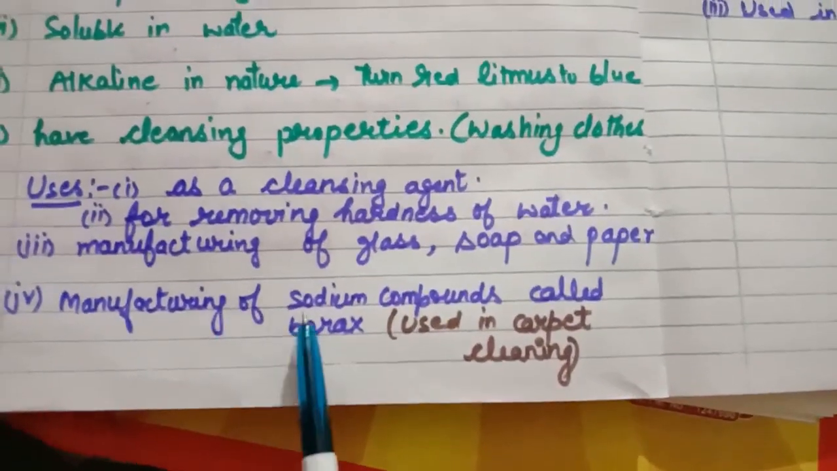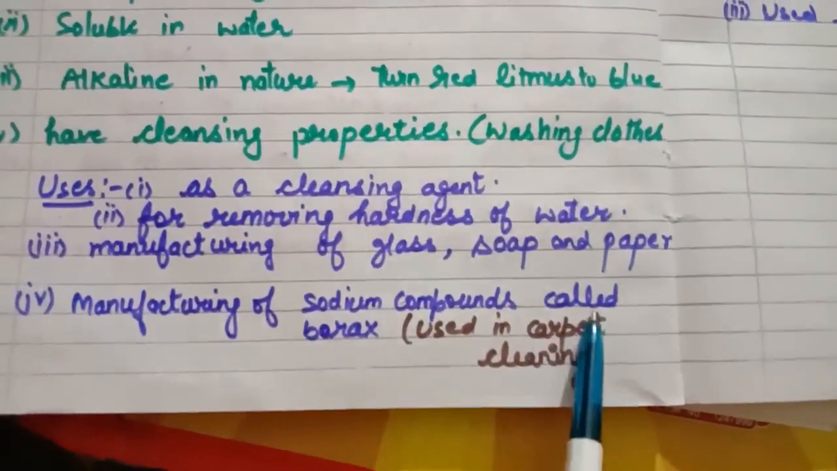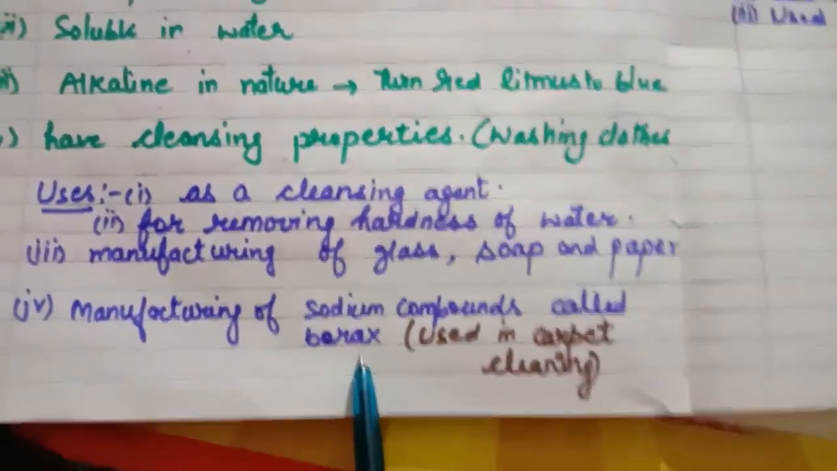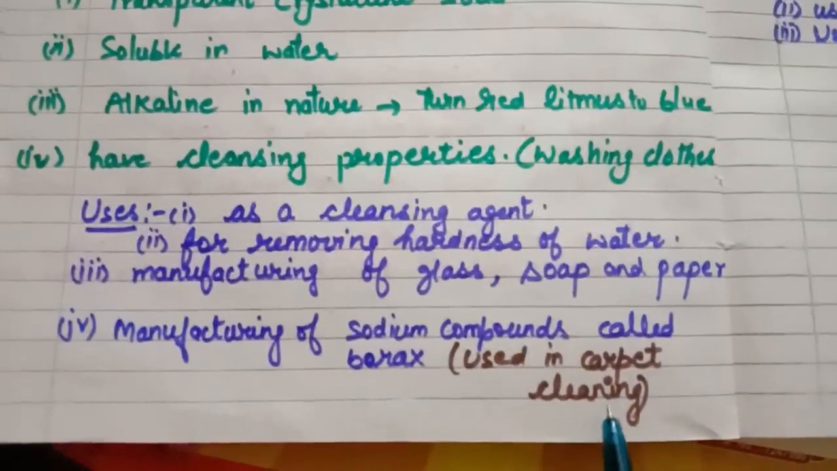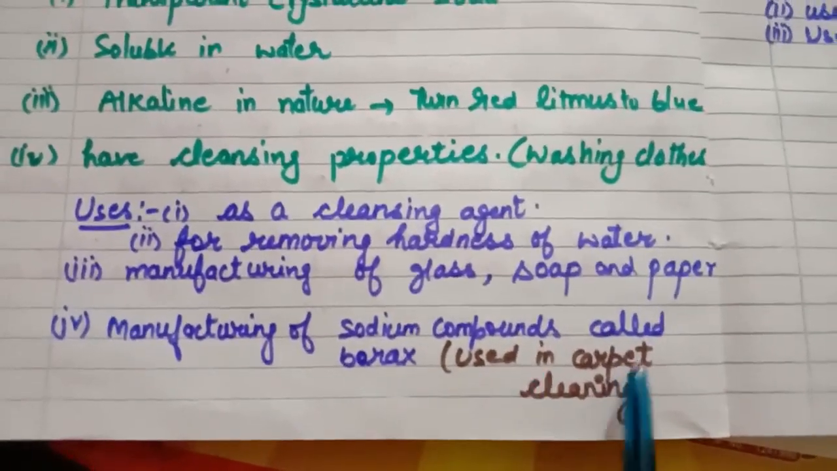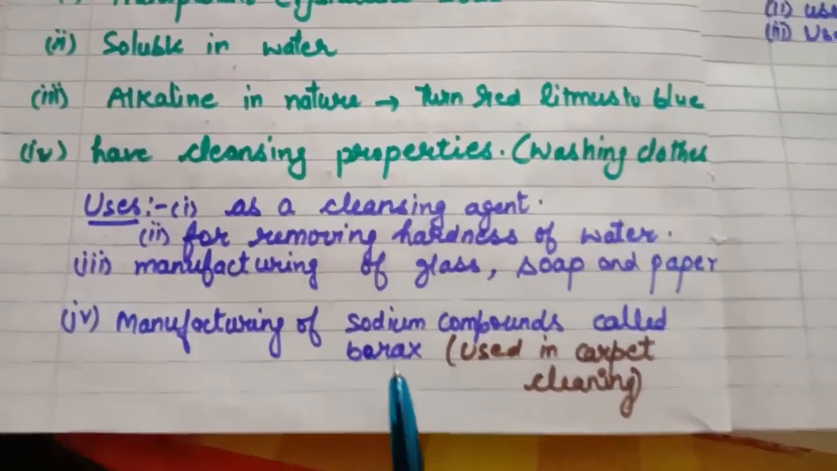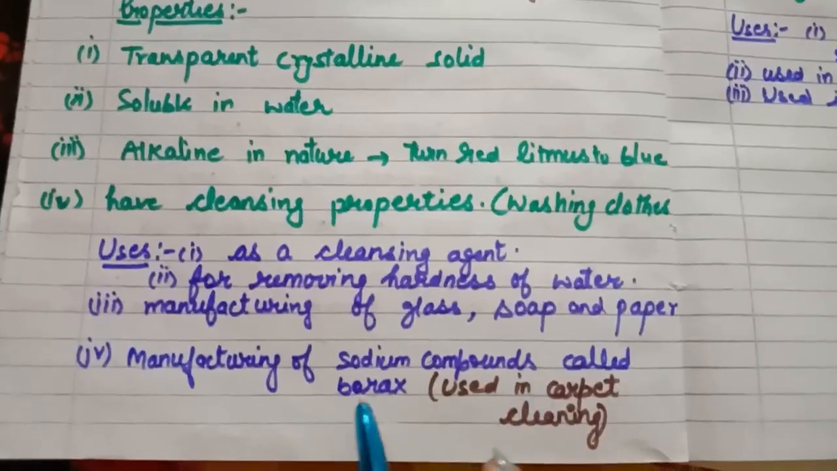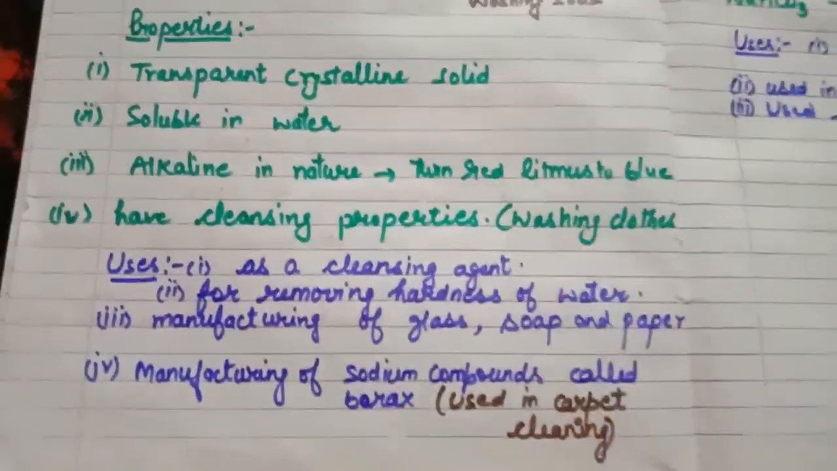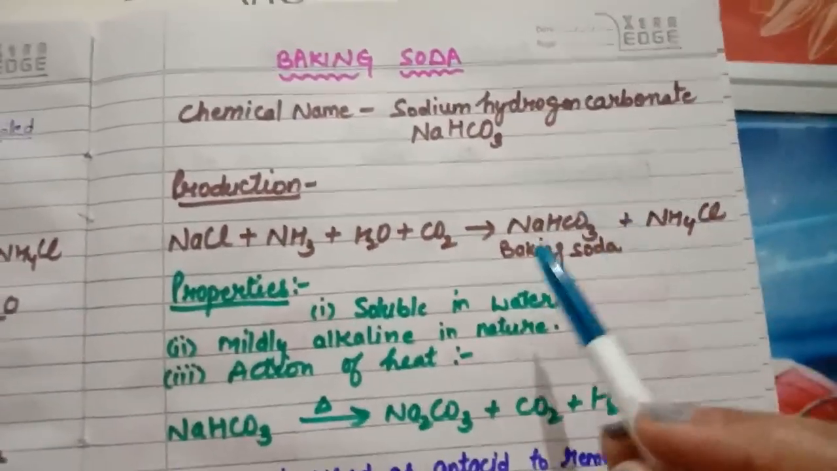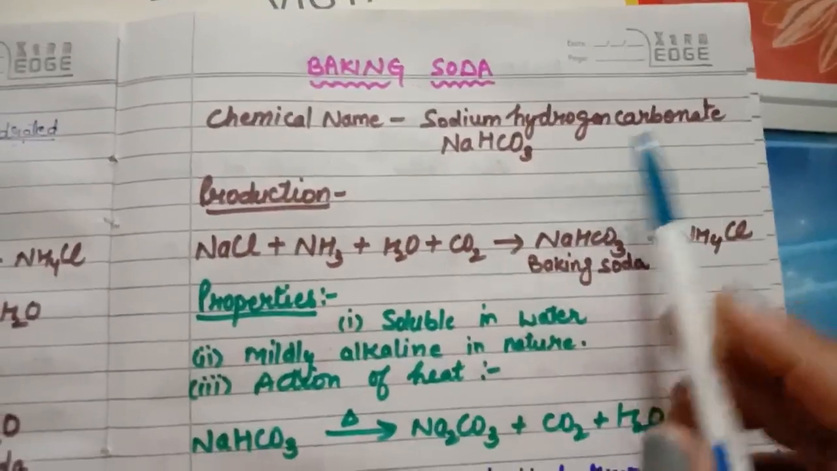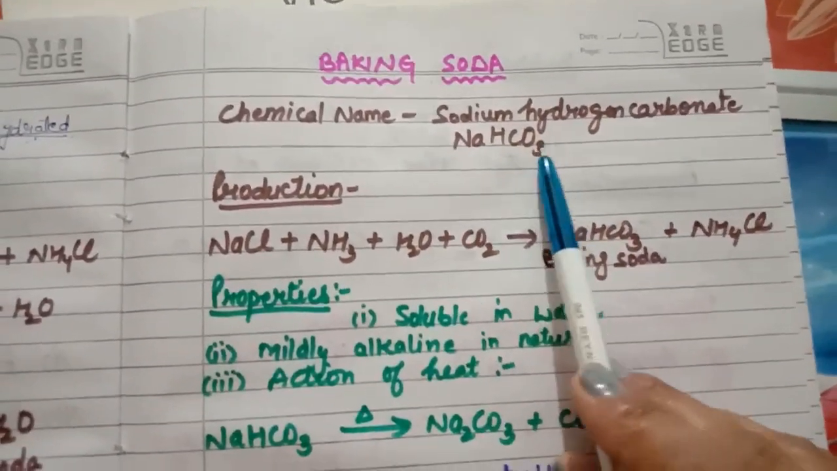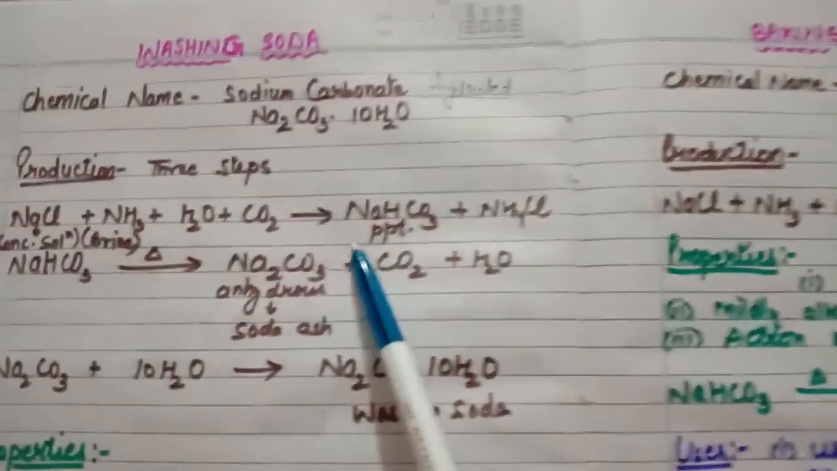Fourth is manufacturing of sodium compounds, that is called borax, and this borax is used in carpet cleaning. And this borax production occurs with the help of this washing soda. Next, third is our baking soda, whose chemical name is sodium hydrogen carbonate, that is NaHCO3, whose production is seen in this washing soda.